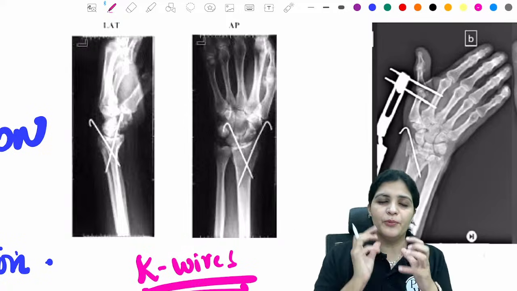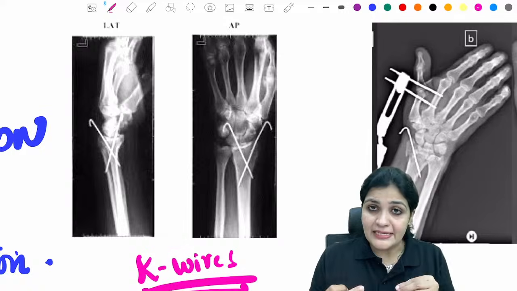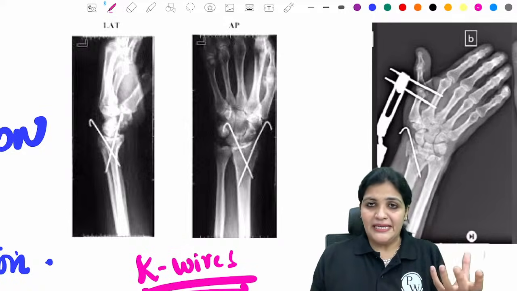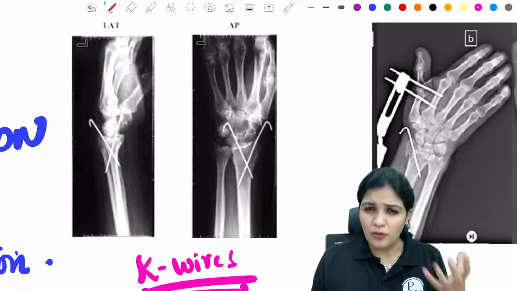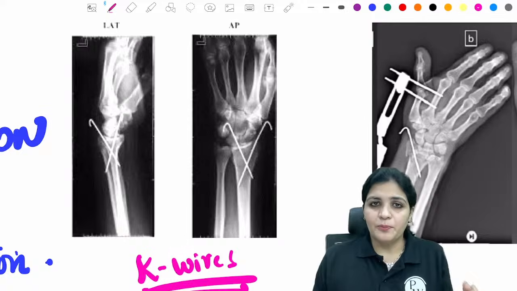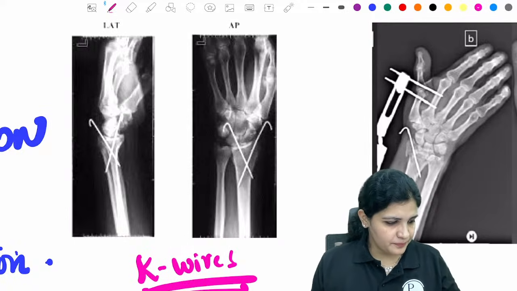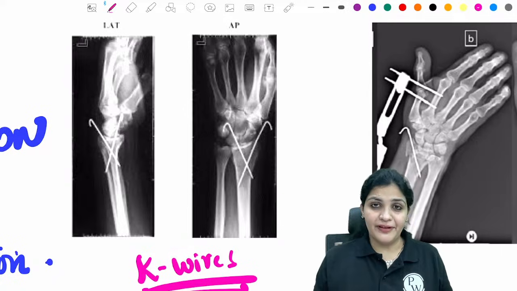So what we do, we put the cast and after 1 week we take a check X-ray. And if in the X-ray you see that the fracture fragment is displaced again, then you go for the fixations. Or sometimes bones become very osteoporotic, so you will decide to put them with the K wire. So these are the K wires which we use.